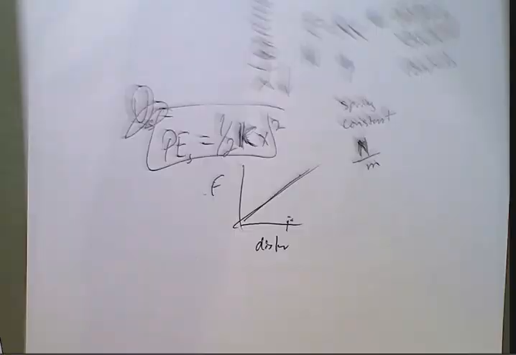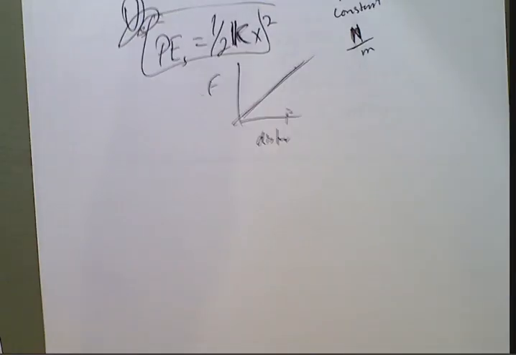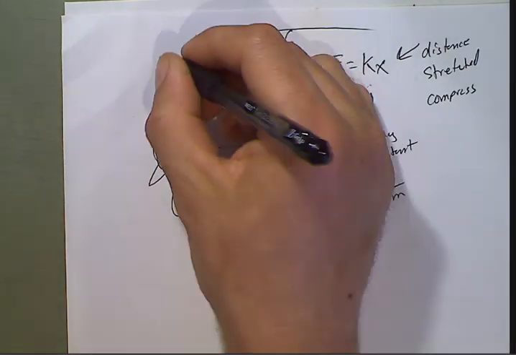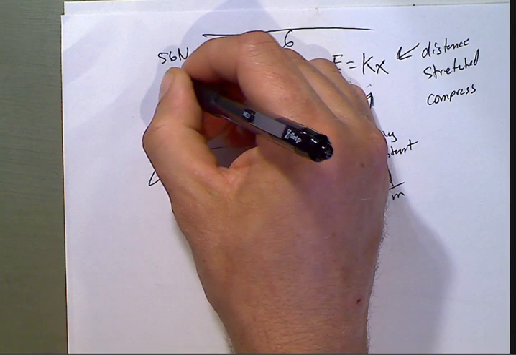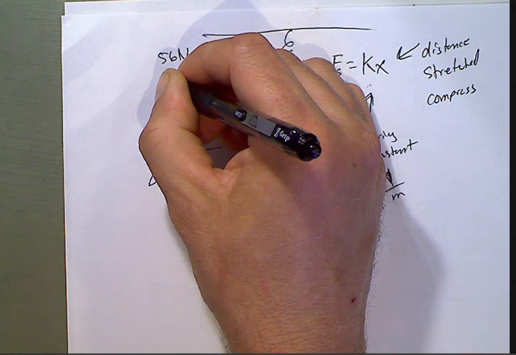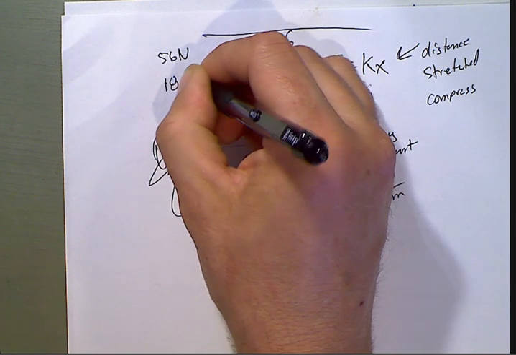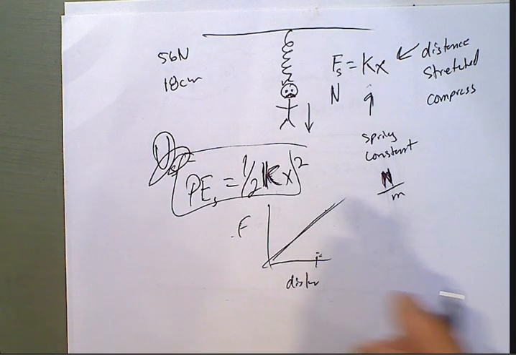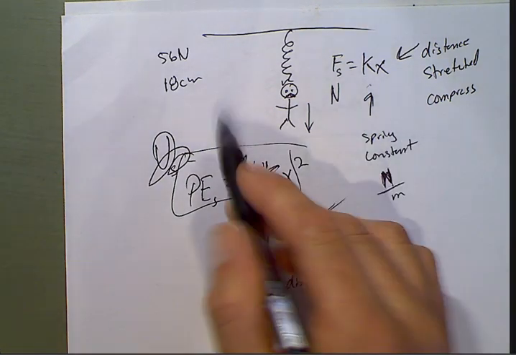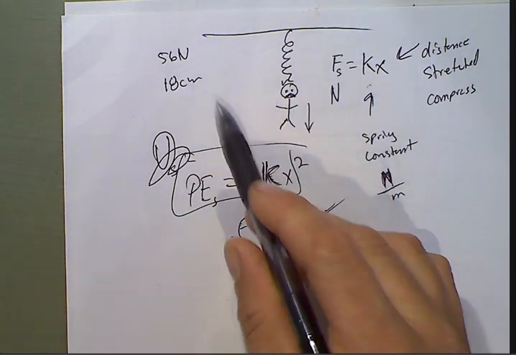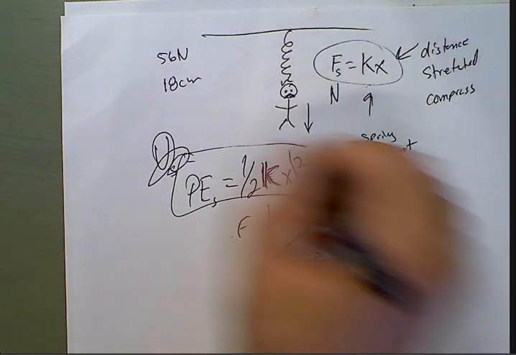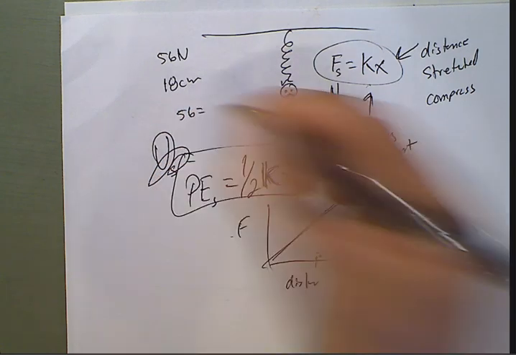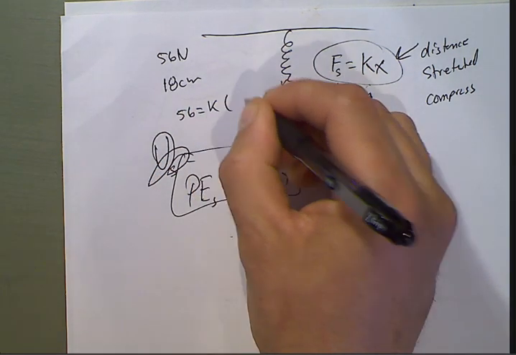All right, so real quick, let's say on this spring right here, we've got a force of 56 newtons, and I stretch it a distance of, let's say, 18 centimeters. So the question would be, what is the spring constant? So we just use this equation right here. So 56 equals K times my distance.